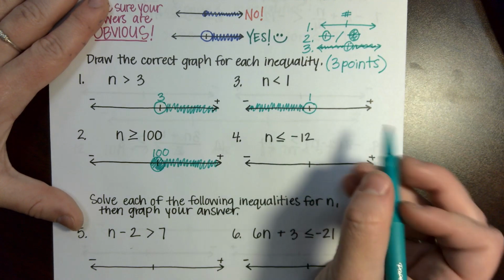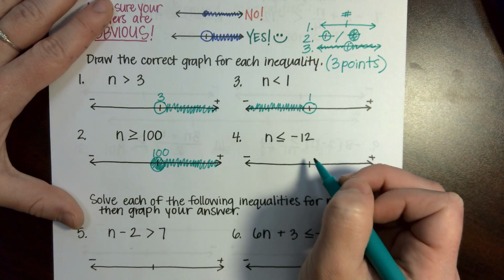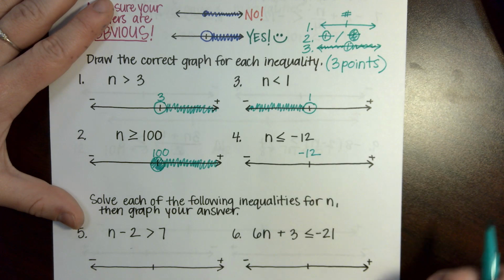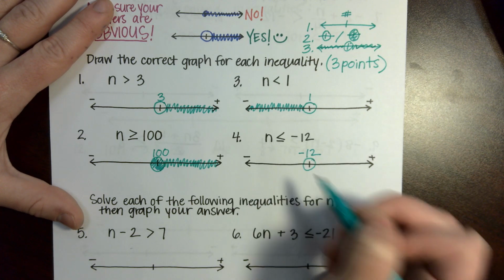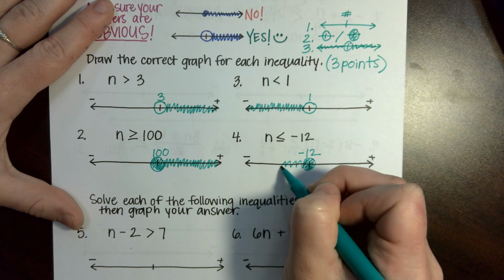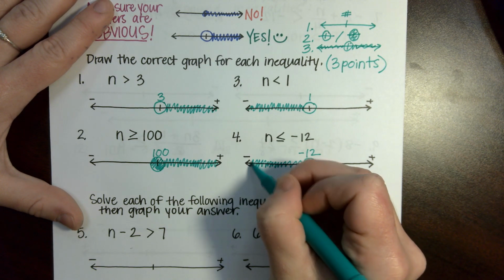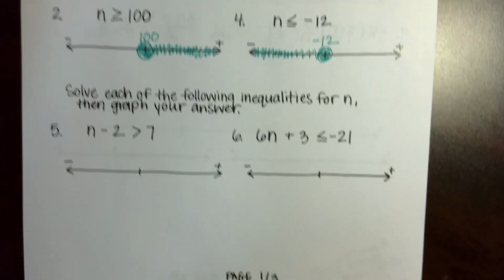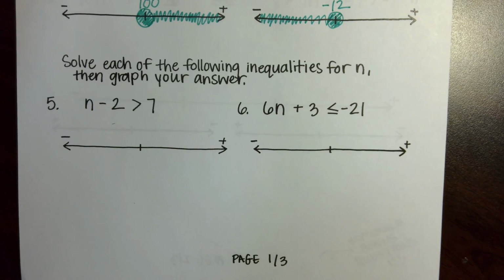I've got n is less than or equal to negative 12. Yep, let's label negative 12. Circle it. Shade it. To the left. Good. All right, any questions on numbers 1 through 4? Those aren't too tough. That's kind of like the warm-up. Okay, let's go to numbers 5 and 6.